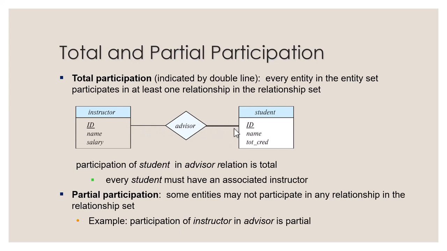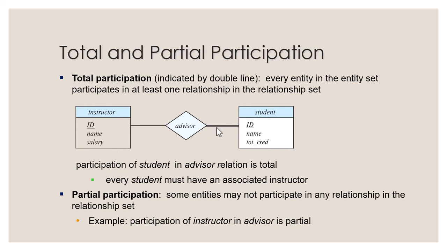So this means that the participation of student in this advisor relationship is total, meaning every student has to have an association with an instructor, meaning they have to have an advisor. The same cannot be said on this side, right? This is a single line, not a double line, meaning instructor does not have to participate in this advisor relationship, meaning they don't have to advise any student, but student has to have an advisor.